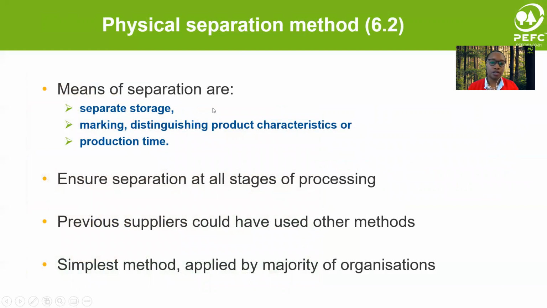The means of separation, as indicated in the definition and also in the standard, are clearly defined. We have 3 separate ways of separation. You need to have separate storage and how that is done. You need to mark or distinguish the product characteristics and also document the production time. So the physical separation method ensures separation at all stages of the processing. Previous suppliers could have used other methods, so it's important as a company to note that. And the physical separation method is the simplest method, applied by the majority of organizations.